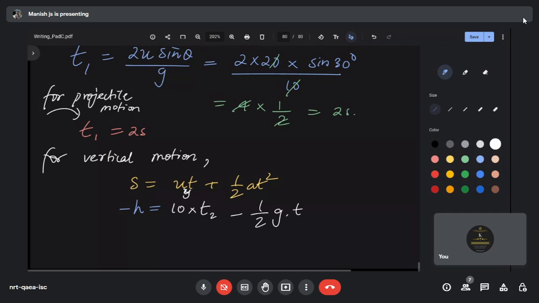So t square is nothing but t2 square here. So now you go for a simplification. So minus h is equal to 10t2 minus 10, g is 10 only. So 10 by 2 you can take it as 5. So 5t2 square. So simplify this. So you will get a quadratic equation. You need to solve the quadratics.